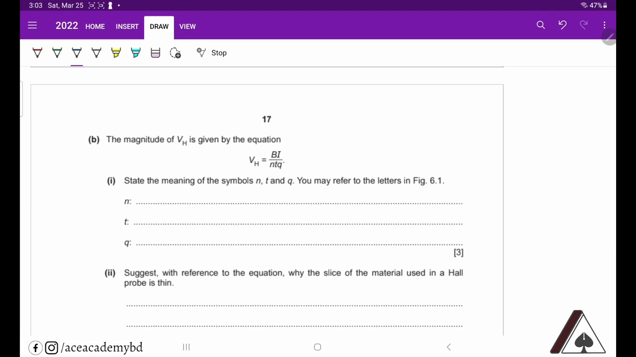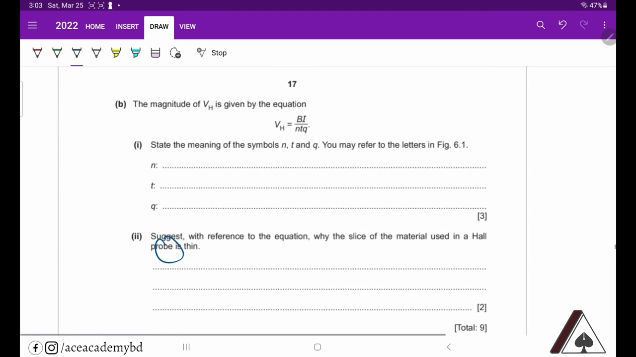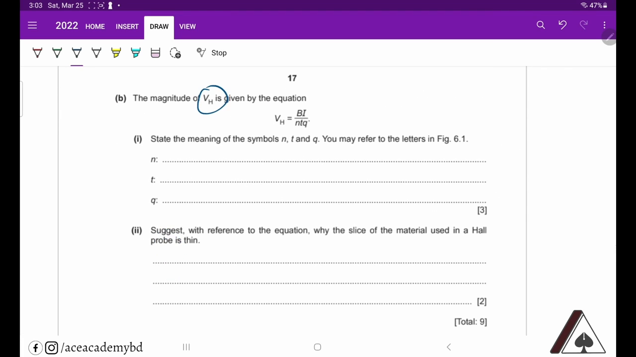Now moving on. The magnitude of VH is given by the equation VH equals BI by NTQ. State the meaning of the symbols N, T, and Q. We may refer to the letters in figure 6.1. So N is basically the number density of charge carriers.